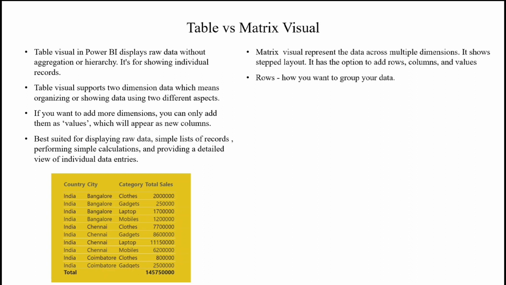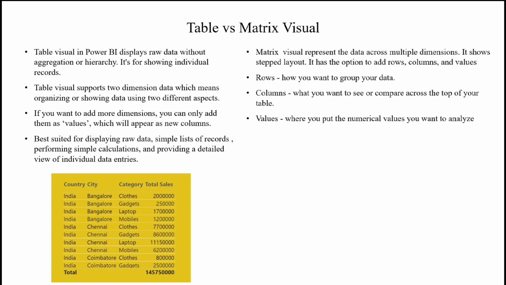Row determines how you want to group your data. And columns determine what you want to see or compare across the top of your table. And values determine where you put the numerical values you want to analyze.